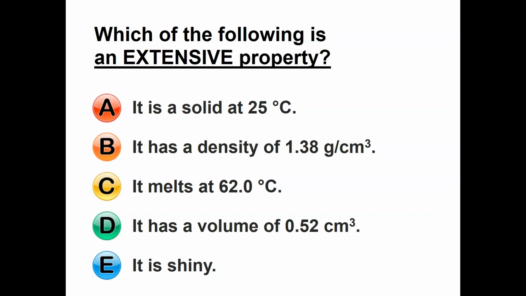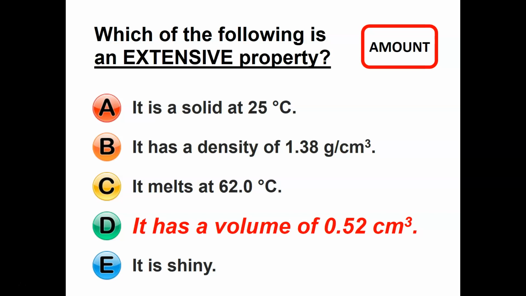When I look at these, I'm going to be trying to find which of these has to do with the quantity. Extensive has to do with the amount. Well, solid's going to be a solid even if I have a little bit or a lot. The density is what it is. It's going to melt at a certain temperature even if I have a little or a lot. But the volume is going to be different based on the amount that I have. So volume being 0.52 centimeters cubed is an extensive property.